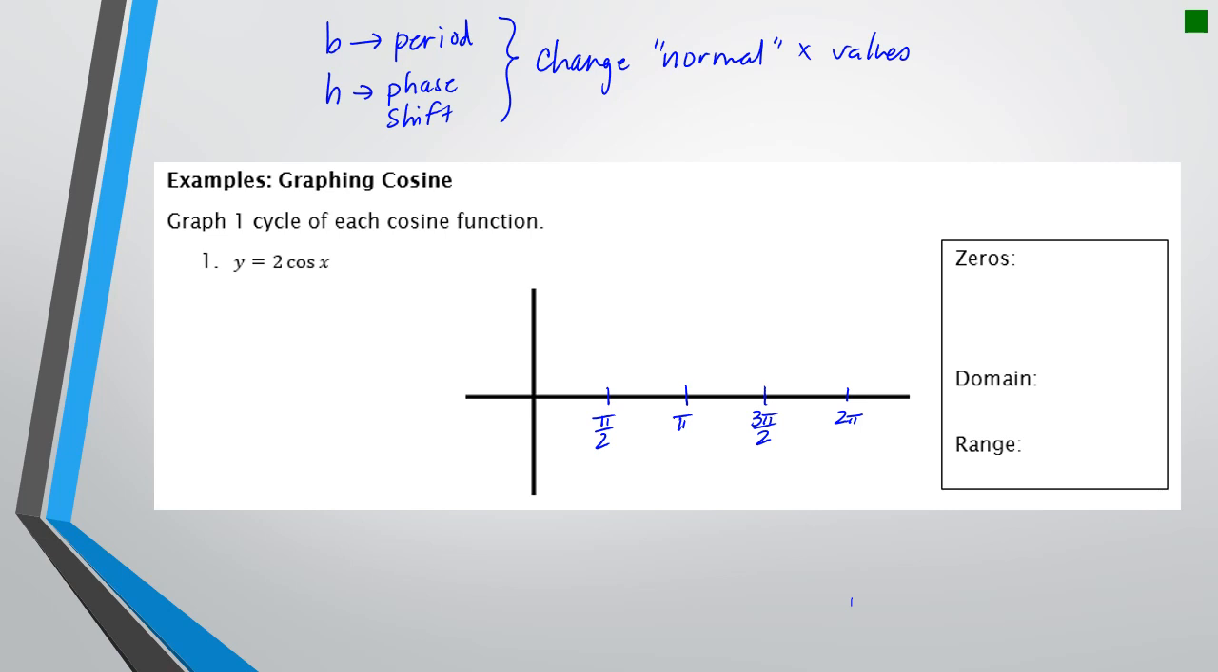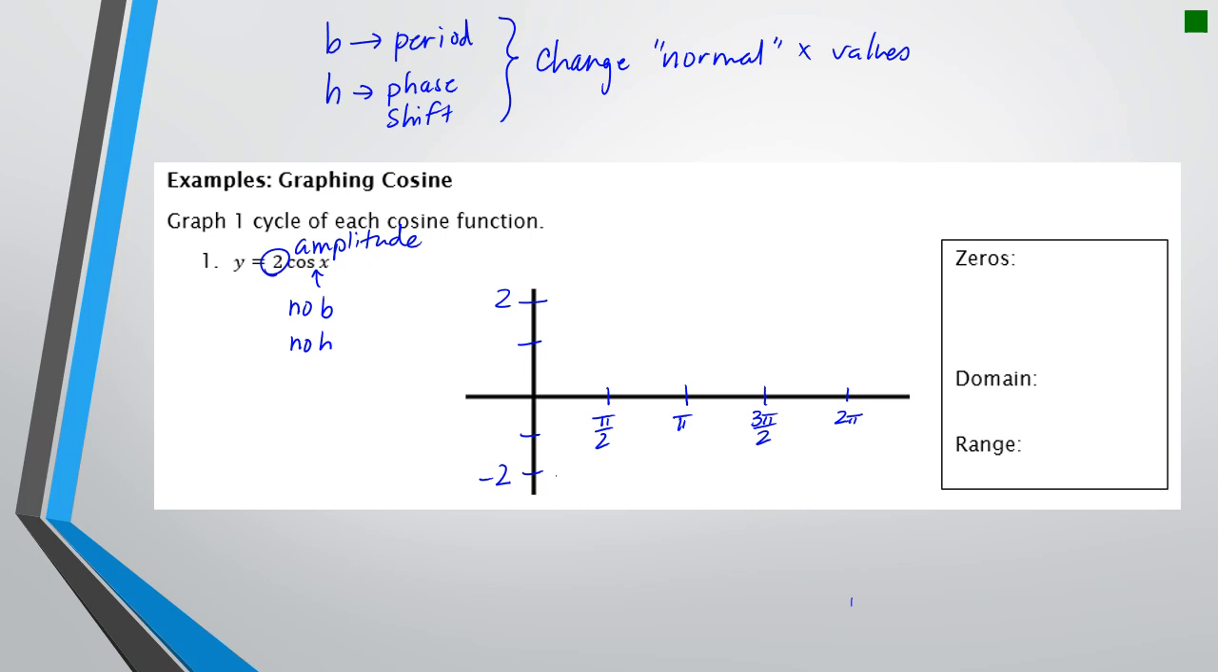So if you take a look at number 1 here, your b value would be here in between cosine and x, so that means that it's not a different b value. Right now it's equal to 1. And I also don't see parentheses, so that means I have no h value as well. So what that means is that my standard x values, my normal x values, I can automatically put those onto my graph. The only thing that's changing here is this 2, which is going to change the amplitude of the graph. So instead of going up and down 1, it's going to go up and down 2. So I'm going to label that on my y-axis, and then we'll be set to go.